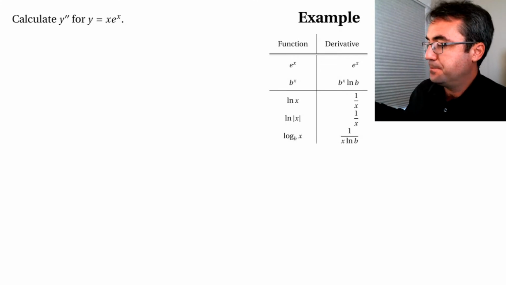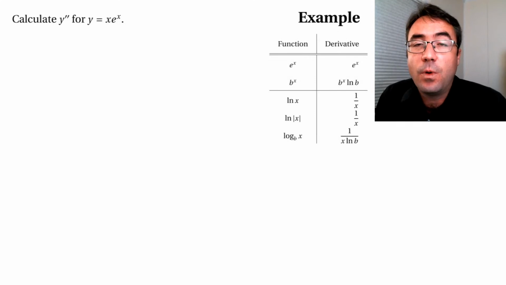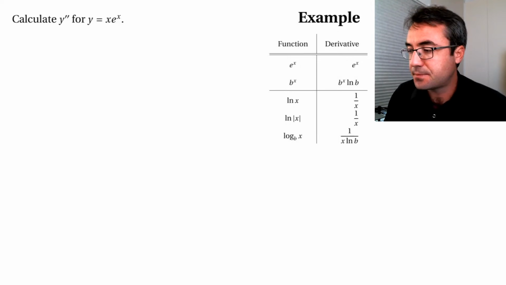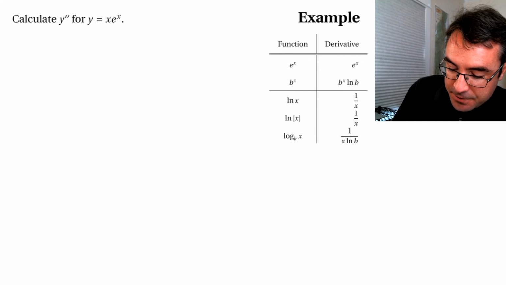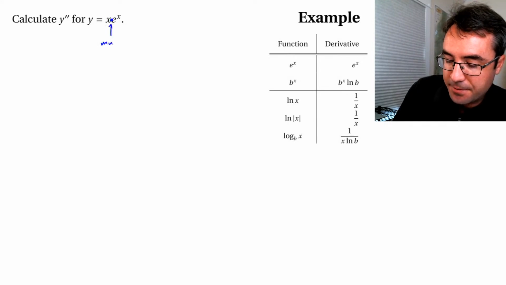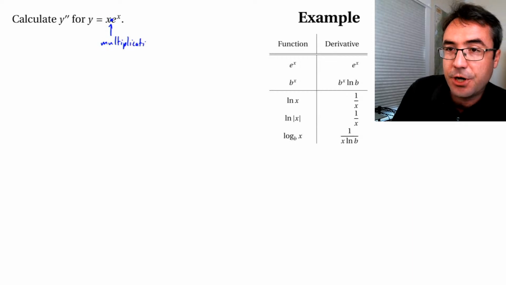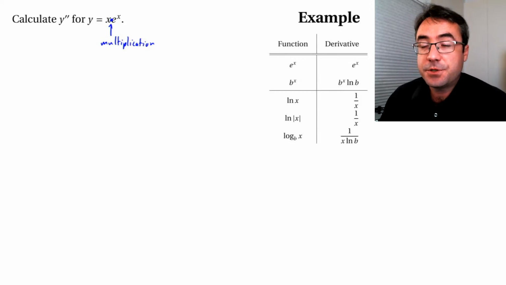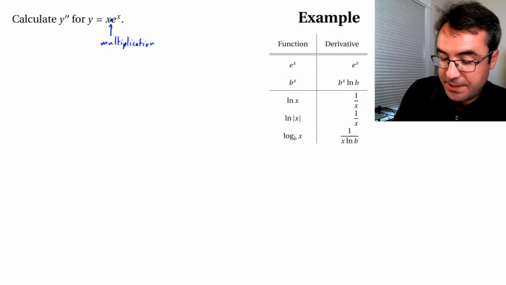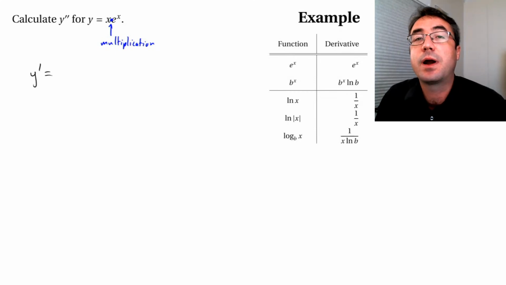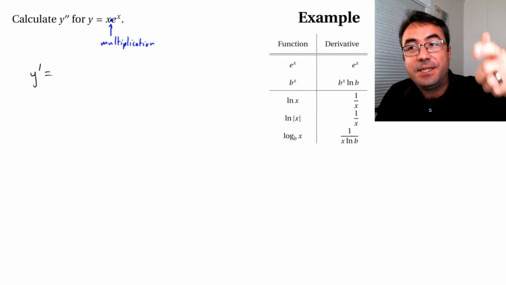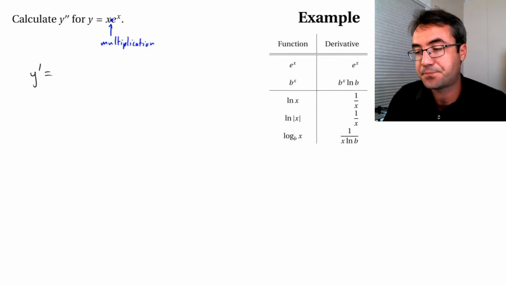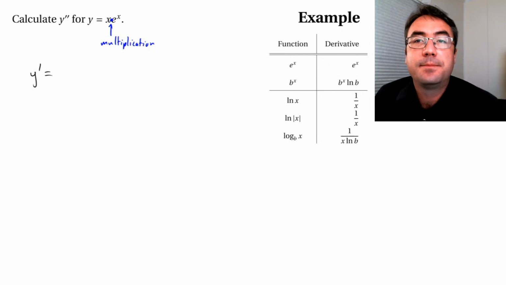So let's see how this is going to look. We want to actually calculate the second derivative, y double prime, for this function y equal x times e to the x. Again, it's not really written, but there's a multiplication sign right in the middle there. It's kind of understood. It's x times e to the x. And so to get the second derivative, we first need to get the first derivative. We have to calculate y prime first. And then once we have y prime, we'll take that result, differentiate it to get y double prime.